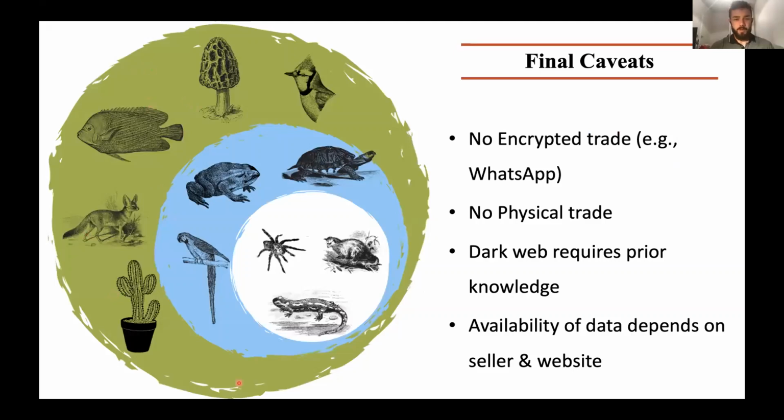I suggested that looking at online trade might be this green circle here, this big picture, unbiased subset of what's going on. That's not actually true. For example, the methodology doesn't capture encrypted trade, so trade through private social media apps like WhatsApp. And of course, it doesn't capture physical trade: expos, pet stores, wildlife markets. The extent to which a particular trade is online versus physical will fluctuate between contexts.